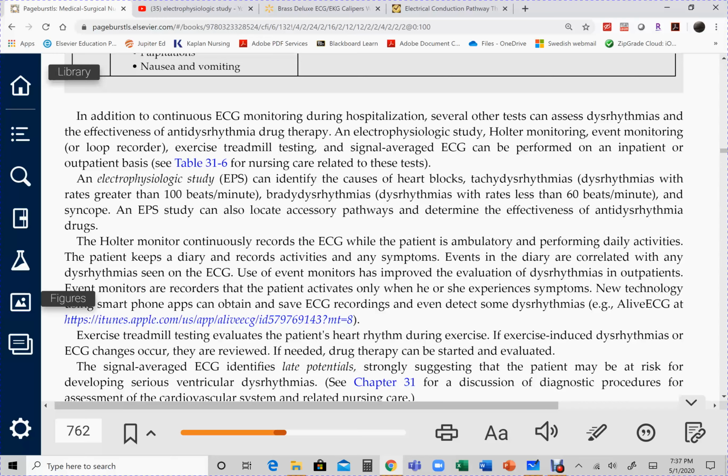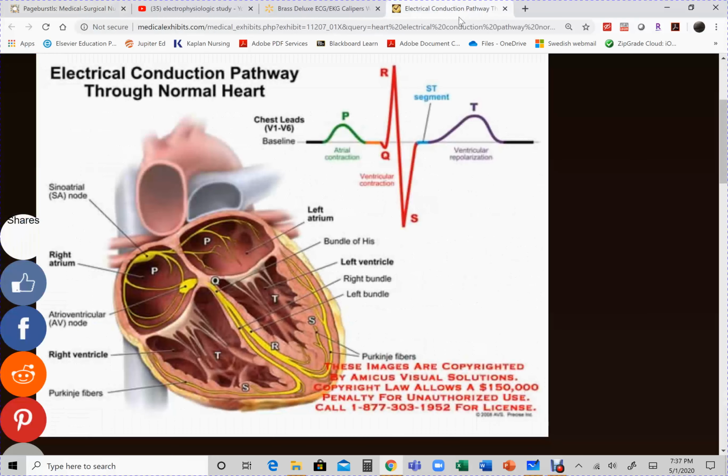So if this is the normal electrical conduction pathway, in the cases of let's say heart blocks, or especially if you have Afib, what happens in Afib is that's why there are no P waves, because obviously the electrical impulses are not coming from the SA node.